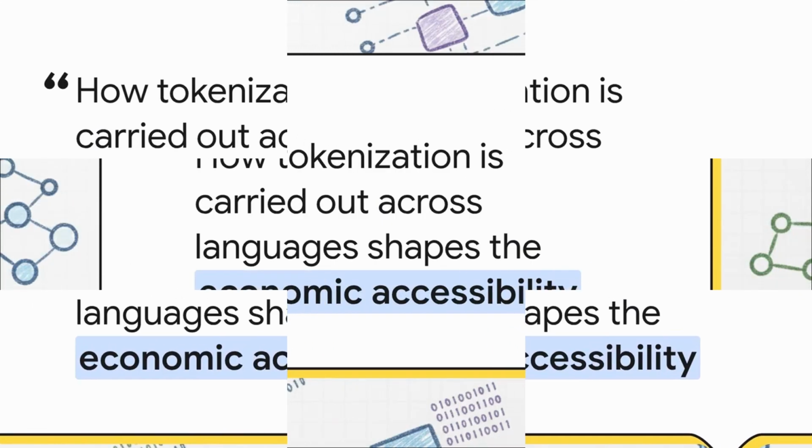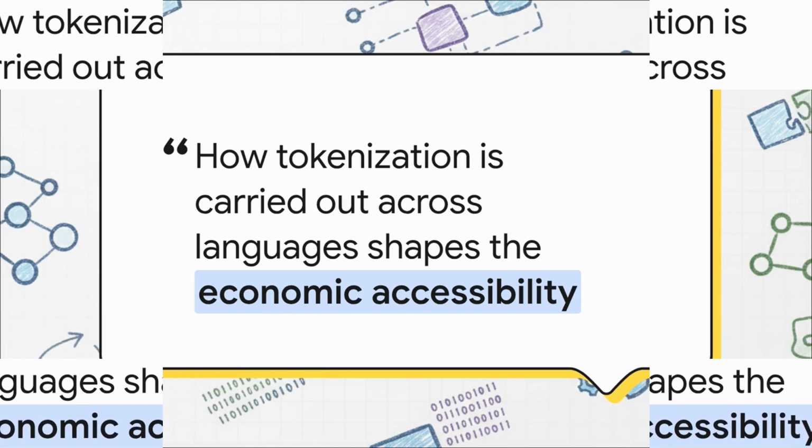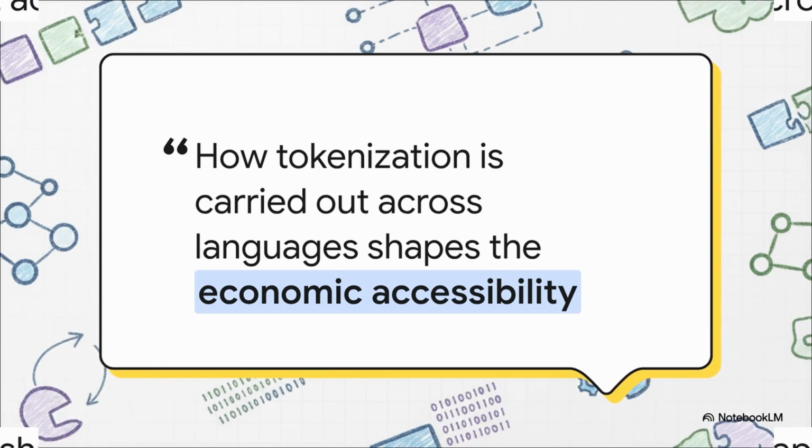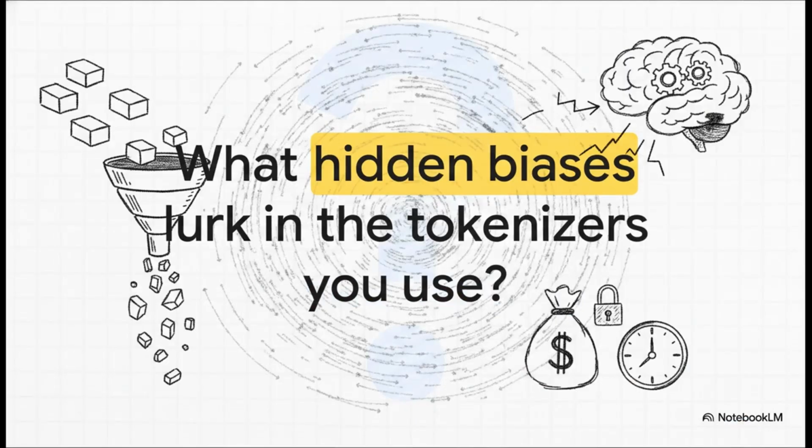As we summarize today's explainer, consider this crucial quote from the research. How tokenization is carried out across languages shapes the economic accessibility of multilingual models for underrepresented language communities. Tokenization isn't just some quirky engineering step. The seemingly simple act of chopping up text dictates the fairness, the literal financial cost, and the overall safety of our global AI infrastructure.